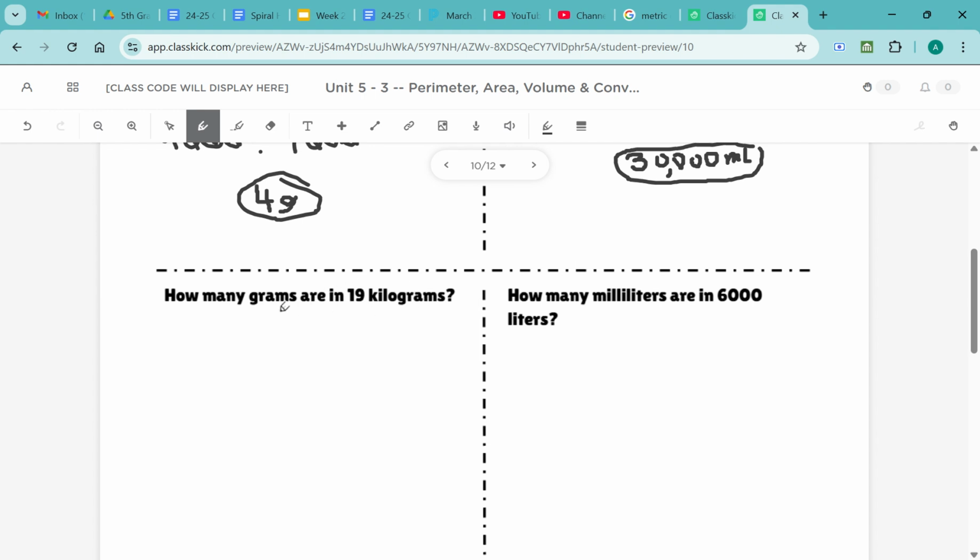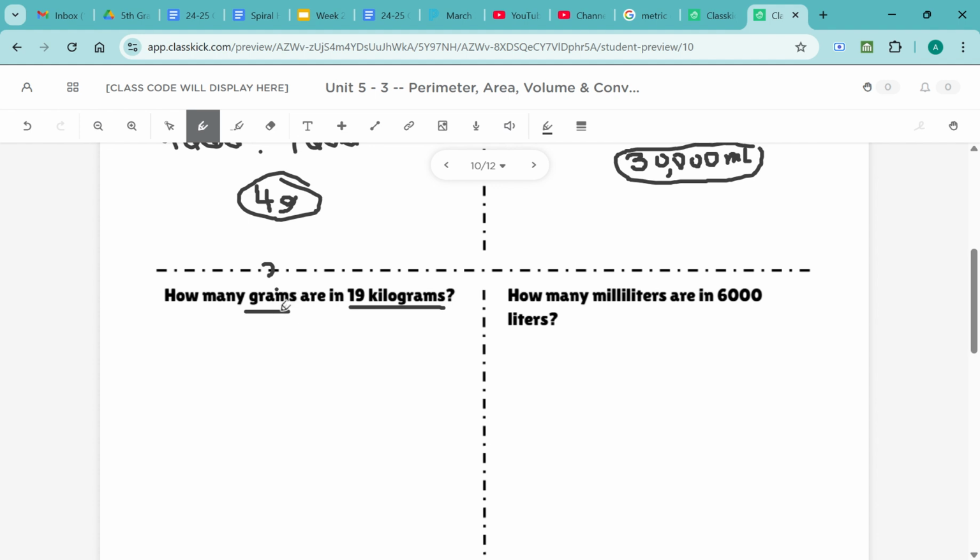How many grams are in 19 kilograms? So again, we're trying to figure out how many grams are in 19 kilograms. So I'm going to my star chart. I'm going to give you a second to go look at your star chart and see if you can tell me how many grams are in 1 kilogram, or how many kilograms are in 1 gram.